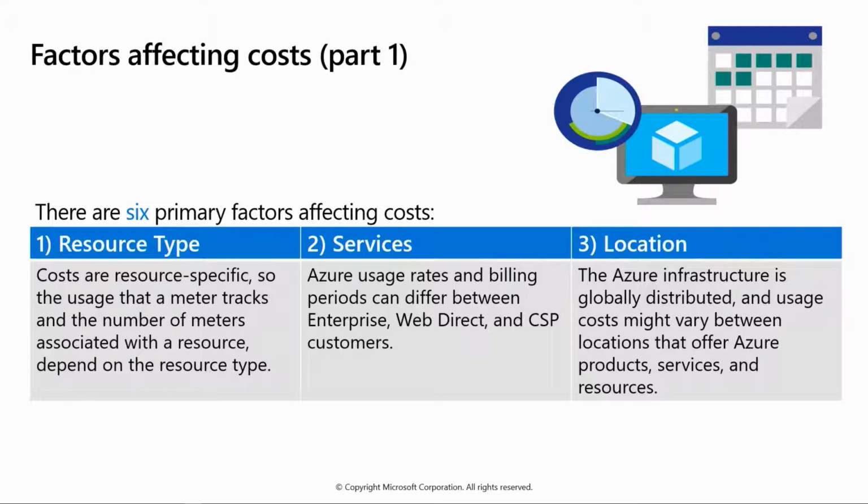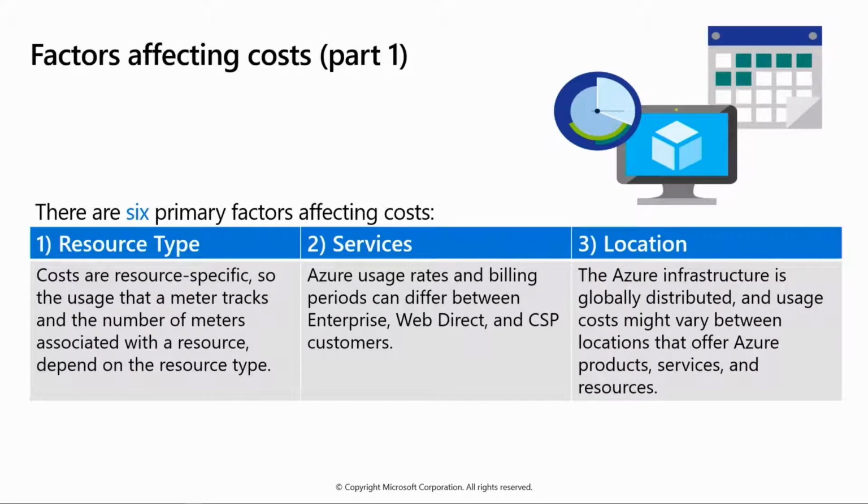Next is service. And that service really is, what kind of customer are you? Now there's 3 different customer types. The first one is web direct. Imagine that you just went to azure.com and you said, sign me up and give me an account. Well, that makes you a web direct customer. Usually with web direct customers, there is no type of discount associated with that. So you're paying full retail pricing. And with that, it's the consumption-based billing where you will get a bill at the end of the month for the resources that you consumed.